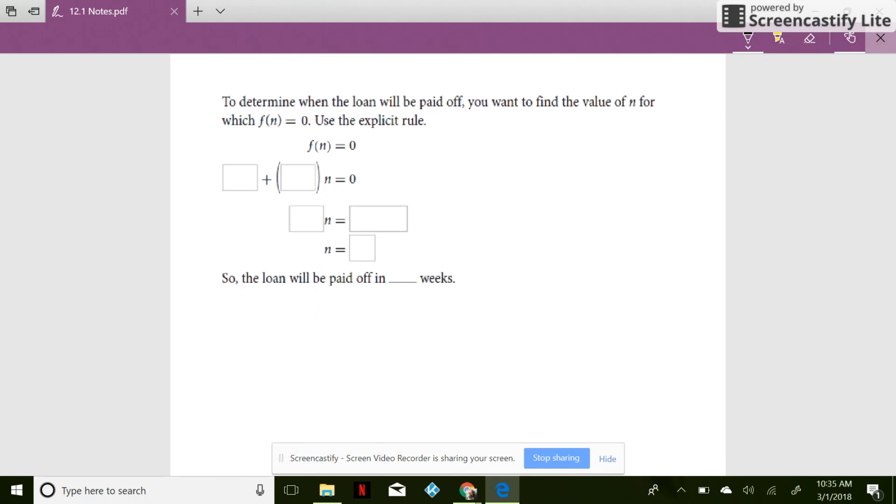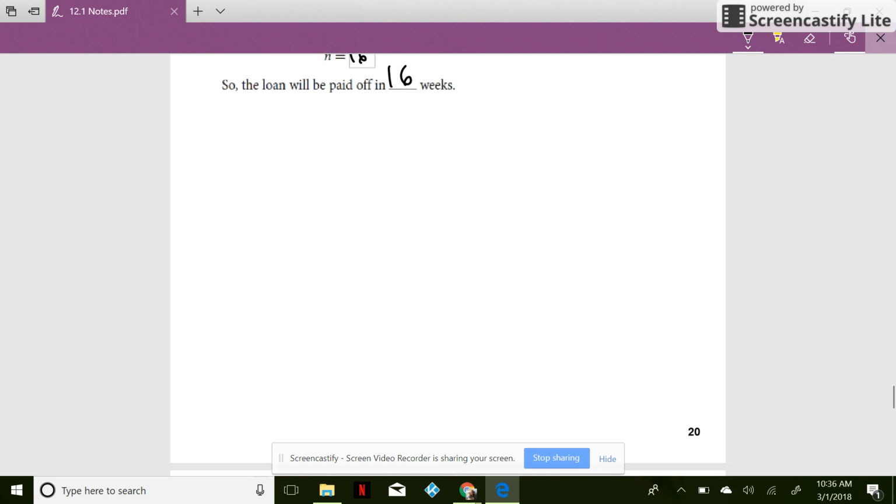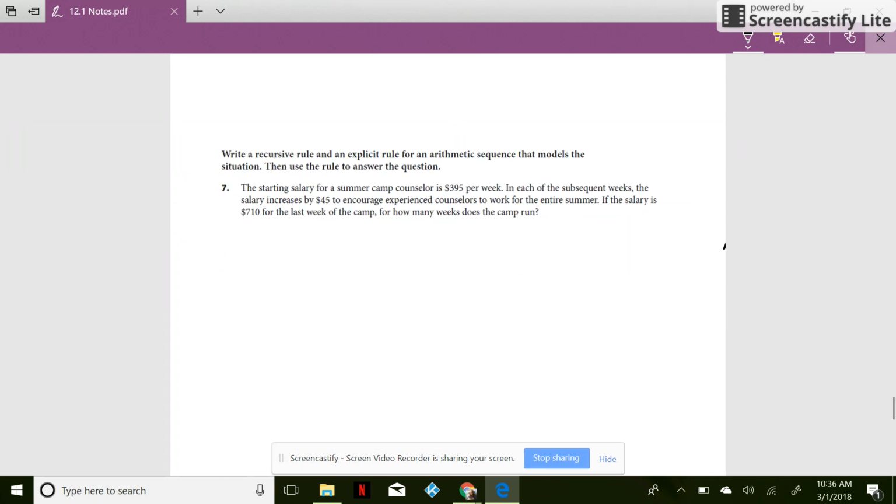So determine when the loan will be paid off. You want to find the value of n for which f of n is equal to 0. We want to have our loan value be equal to 0. So we use that explicit rule. We want our function equal to 0. So 800 plus negative 50 n is equal to 0. Now we subtract that 800 from both sides and divide by negative 50 to find n equals 16. That means her loan will be paid off in 16 weeks.